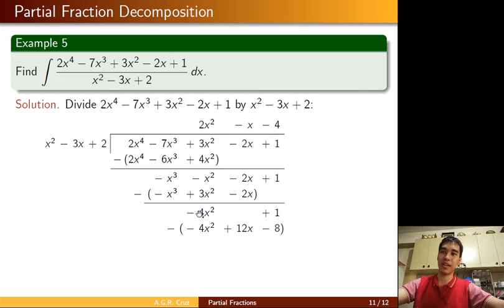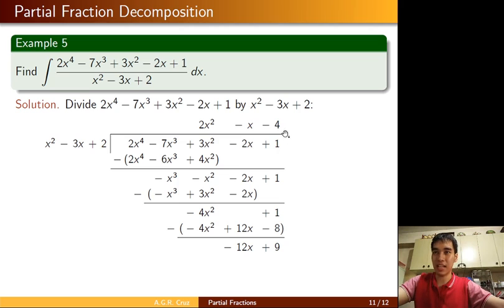Negative 4x squared minus negative 4x squared, that's a 0 now, no? Then 0 here because there's no presence of x here. So 0 minus 12x is negative 12x, of course. And then 1 minus negative 8 is now 1 plus 8, which is 9. If you notice here, what's the degree of this one that we got? It's now degree 1, no? It's now less than this degree 2 polynomial. So we stop here.